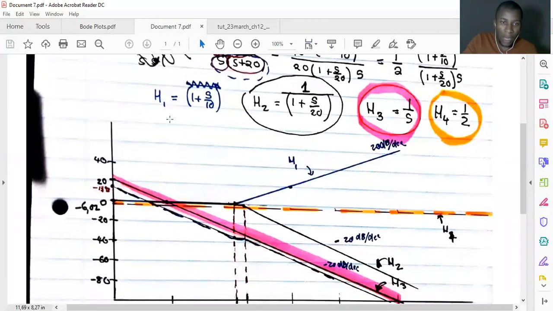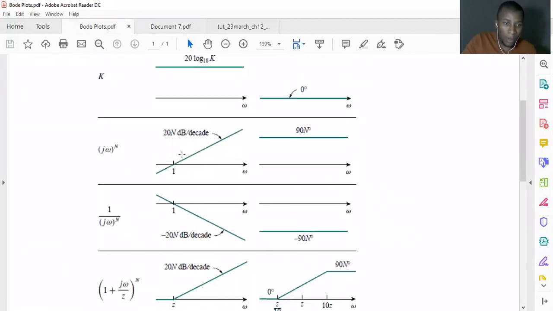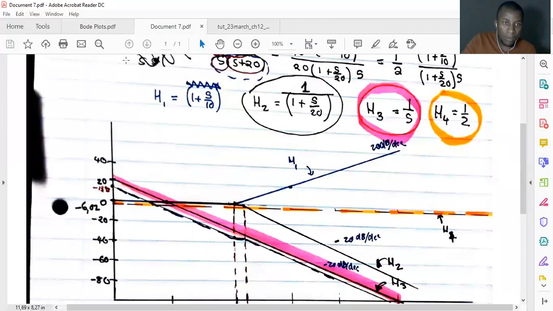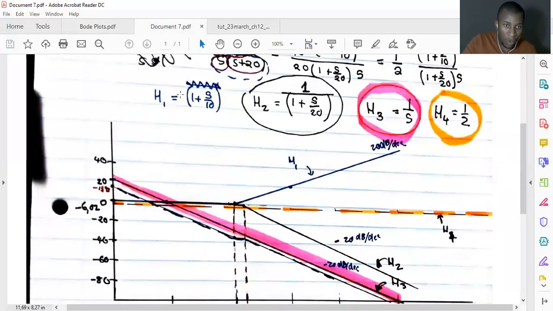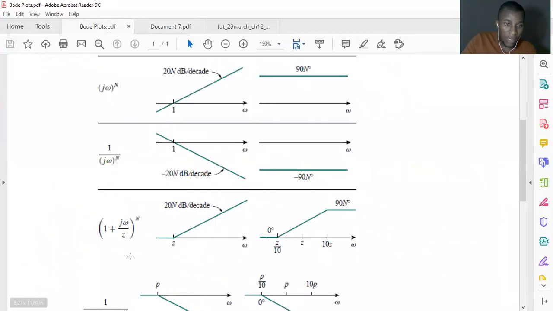Now the question is, how do we draw it? We look at this, this is 1 plus s over 10. And remember that s is jw. So we'll go to our bode plot table. This value is in the numerator, right? So we have 1 plus s over z, 1 plus s over 10, right? So our z is 10. It tells us here, if we're drawing the bode plot for the magnitude, this will run from 0 to a value of z, and it will increase at a slope of 20 decibels per decade.